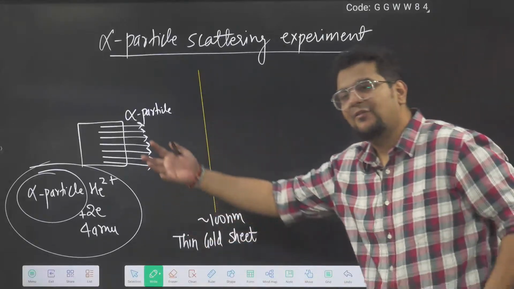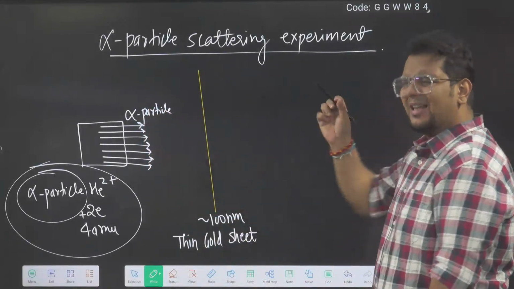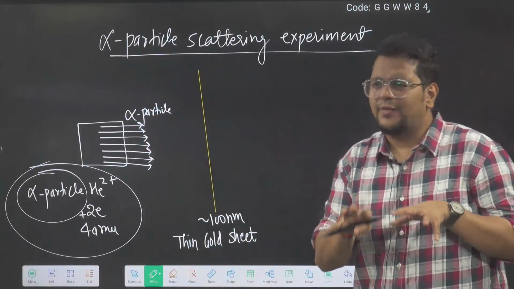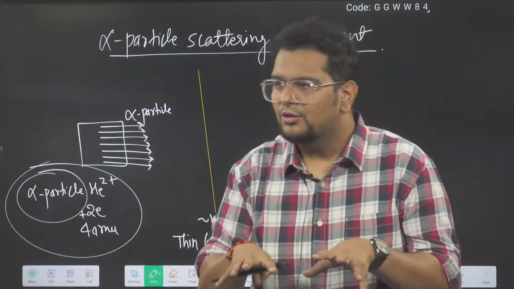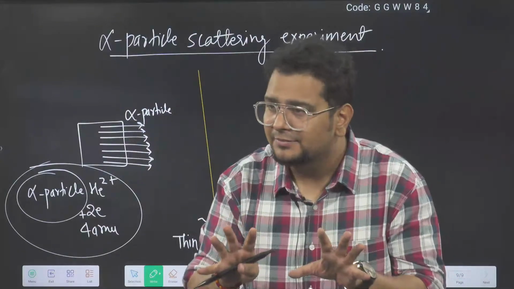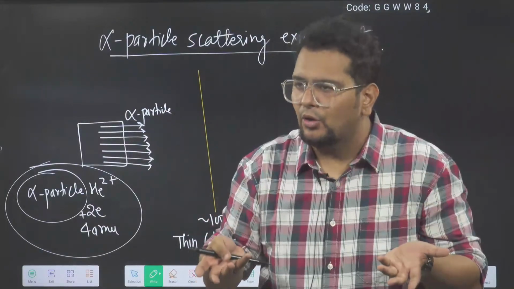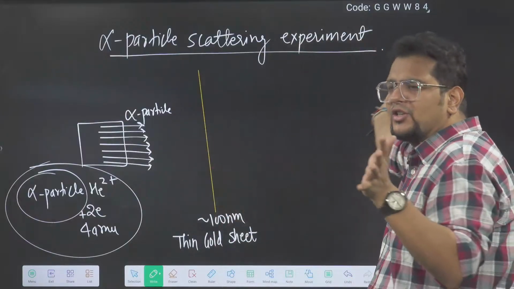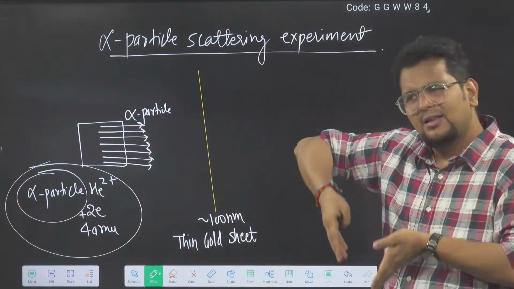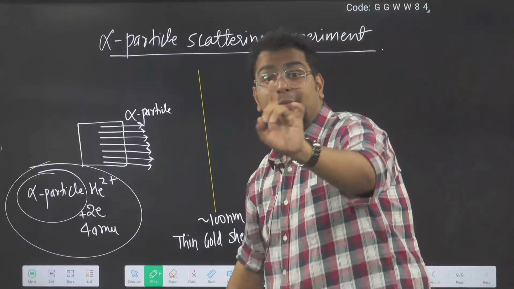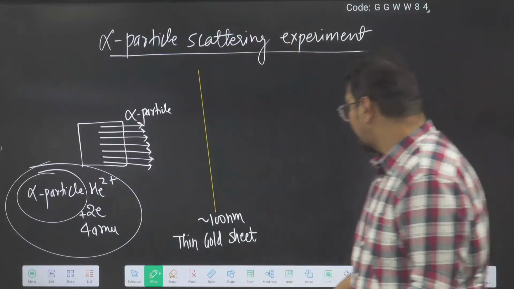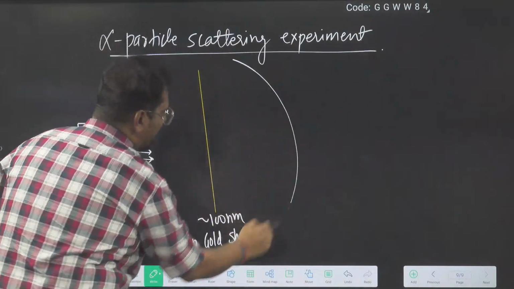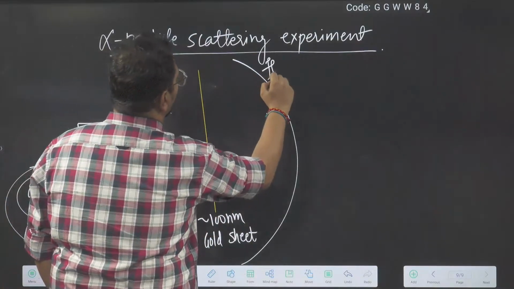The expectation was that the alpha particle will pass through with little deflection, because when the elephant goes over you, a little bit of deflection will happen. Exactly straight it cannot go, but bouncing back or large deflection is not possible. It will be able to cross. This was the expectation. So what they did, they placed a fluorescent coating at the back.